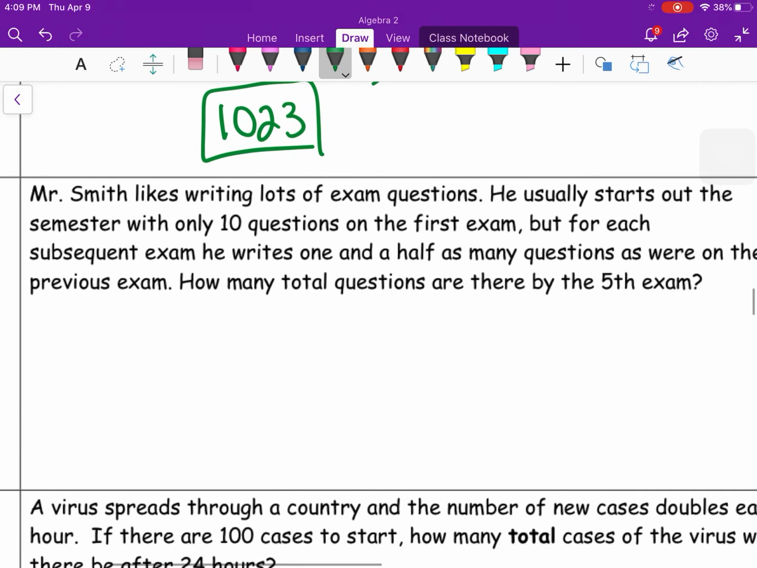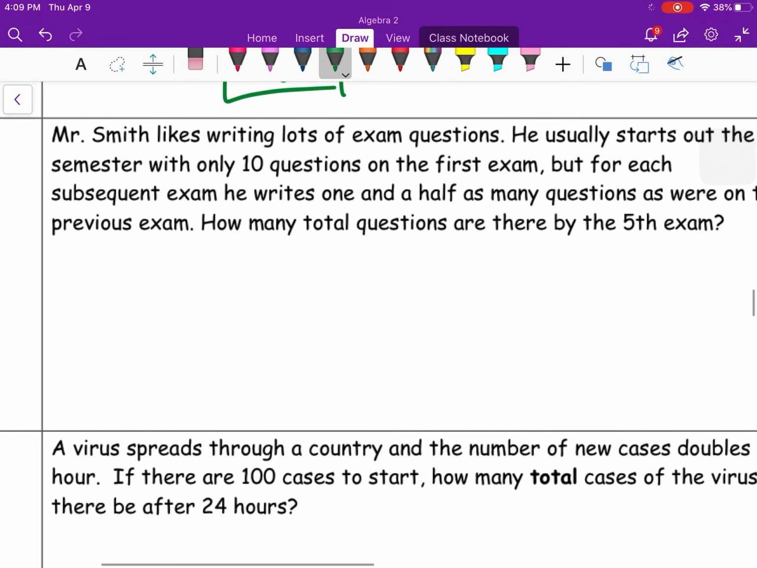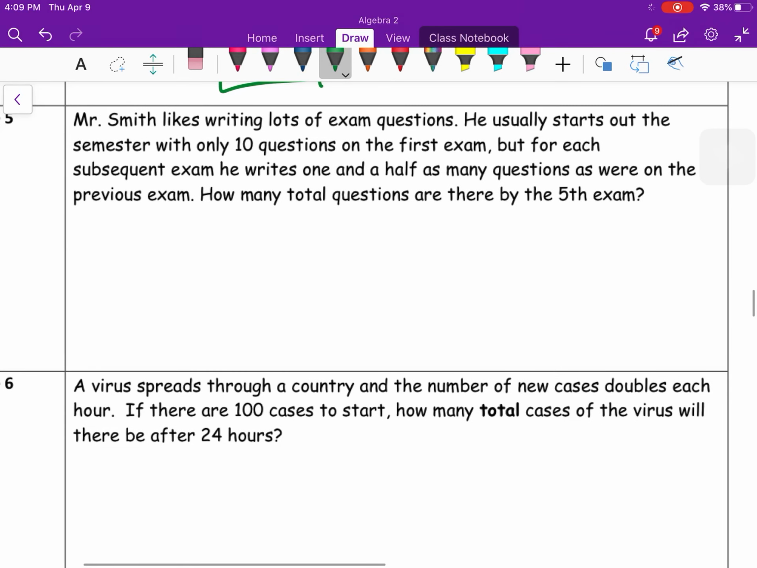Okay, so when would we use the sum of a series? So it might be something like this. Mr. Smith likes writing lots of exam questions. He usually starts out with a semester with only 10 questions on the first exam. But for each subsequent exam, he writes 1.5 times as many questions as were on the previous exam. How many total questions are there by the 5th exam?